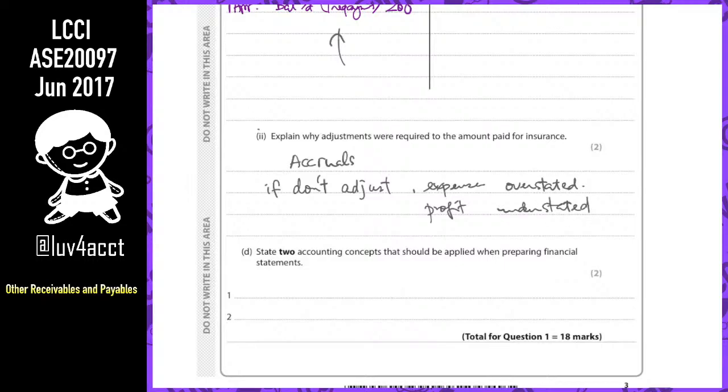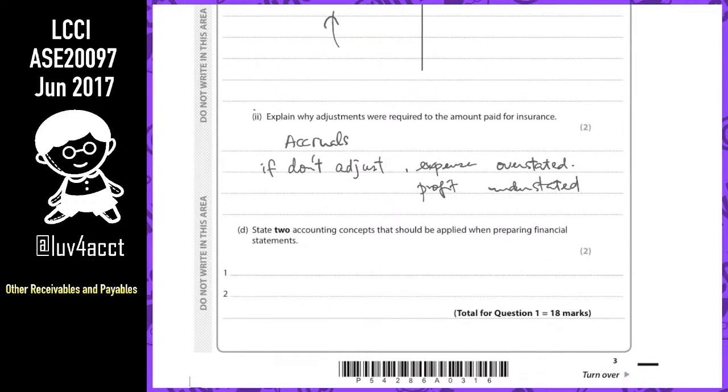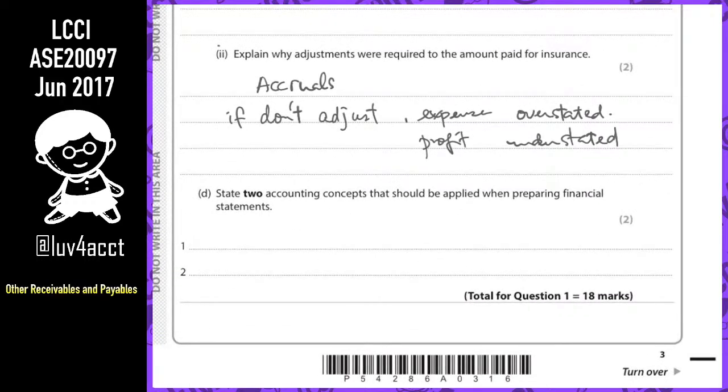Okay, and your calculation would be inaccurate. And sometimes these inaccuracies, these errors, affect your decision. Okay, next, state two accounting concepts that should be applied when preparing financial statements.